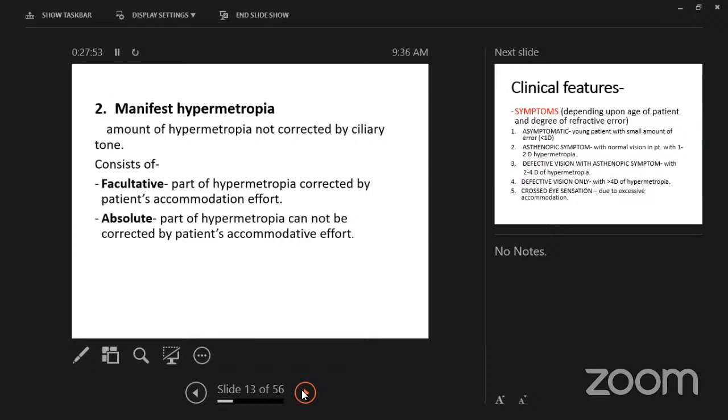Suppose the refraction has different properties. In what part of hypermetropia is corrected? Manifest, or facultative, or absolute? Total cycloplegic refraction has been done, the entire hypermetropia, versus without cycloplegic refraction.